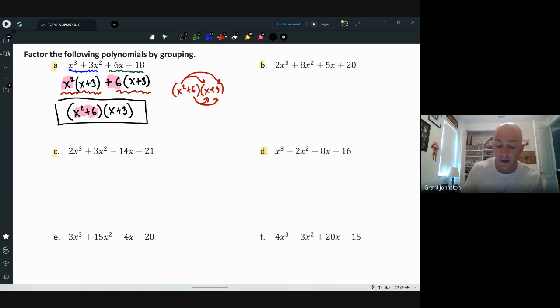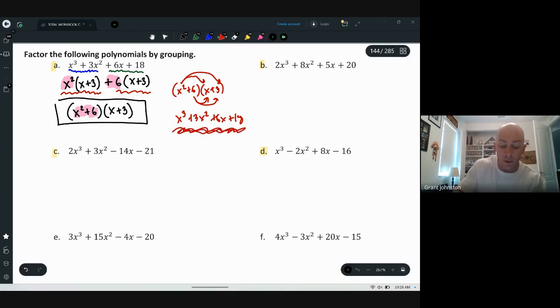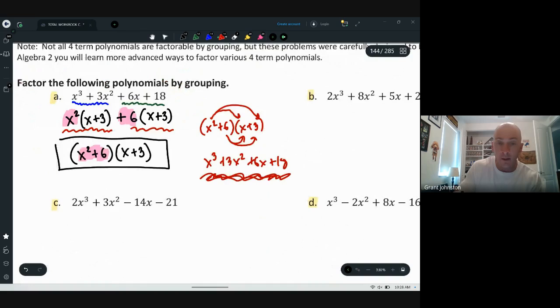I've said that a million times, but x squared times x would be x to the third. x squared times 3x would be 3x squared. 6 times x would be 6x. 6 times 3 would be 18. There you go. That is the original expression we started the problem with. So you can always distribute to check to see if your answer is right.